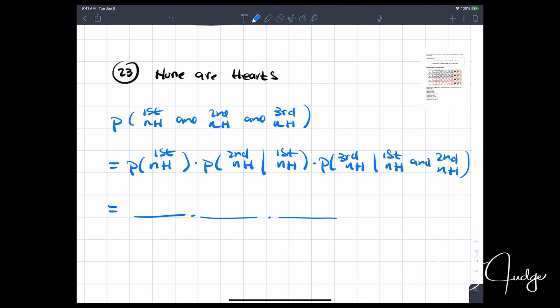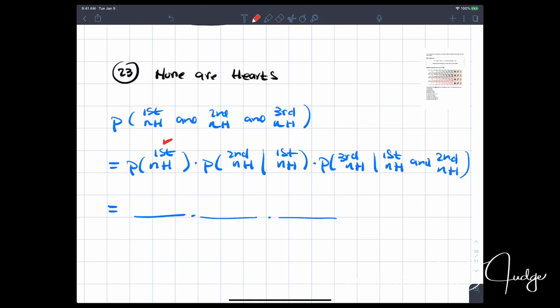So we got this multiplication rule here to consider, just like before. Let's see if we could kick this one out now. So let's think. We reach in the bag. We want to know what's the chance that that first card is a non-heart. Well, we got to think about that.